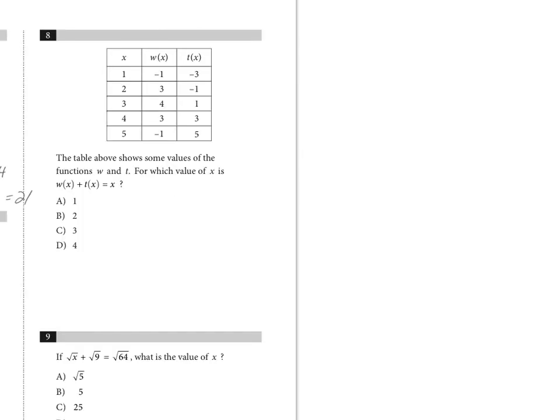Question 8 says the table above shows some values of the functions w and t. There's the function w, there's the function t, and they want to know for which values of x is w of x plus t of x equal to x. So really all we need to check is which row has this one plus this one equal to that one. Negative 3 plus negative 1 does not equal 1, so that's out. Negative 1 and 3, well, that does equal 2, so it must be row 2. So B is our answer.